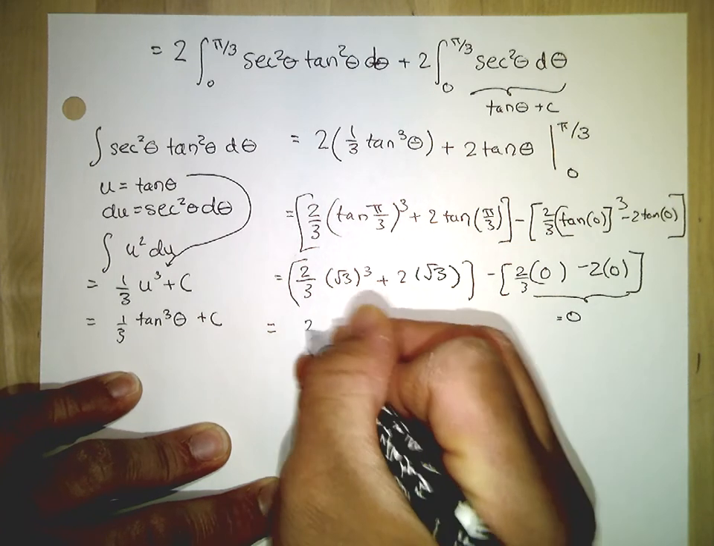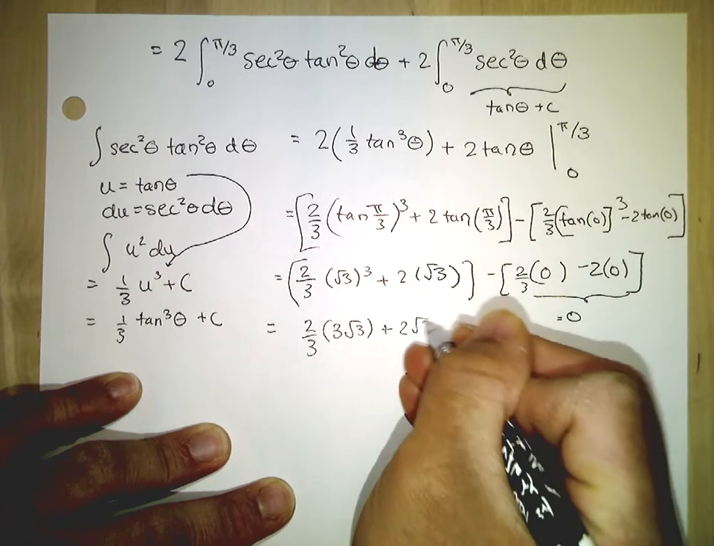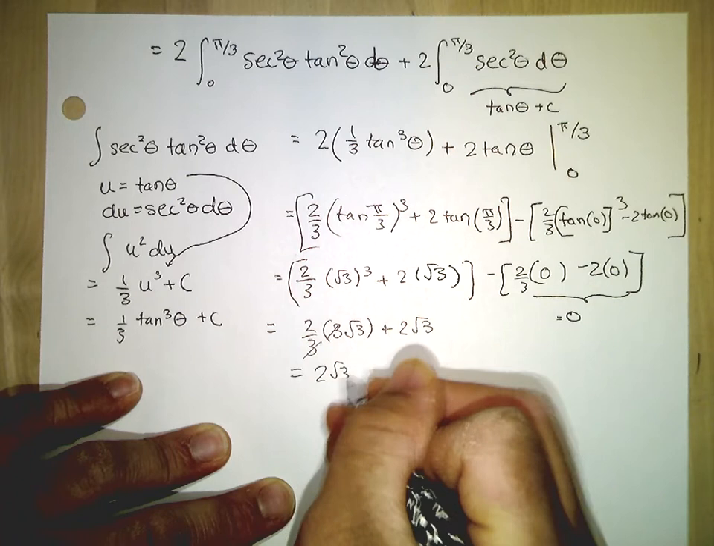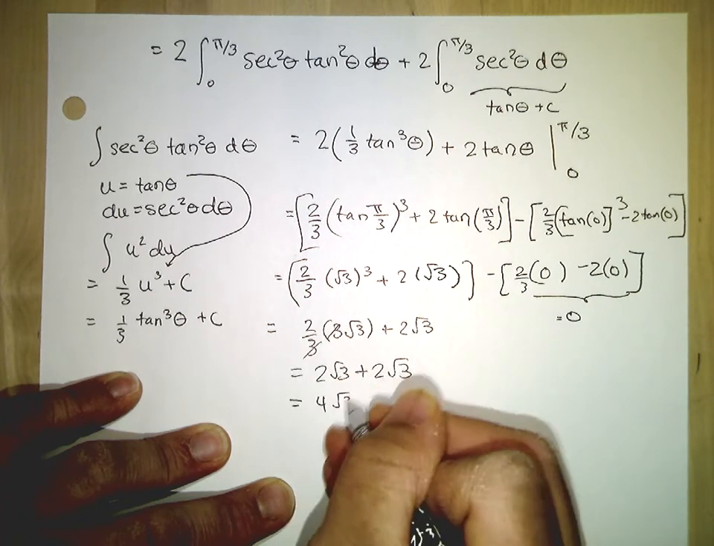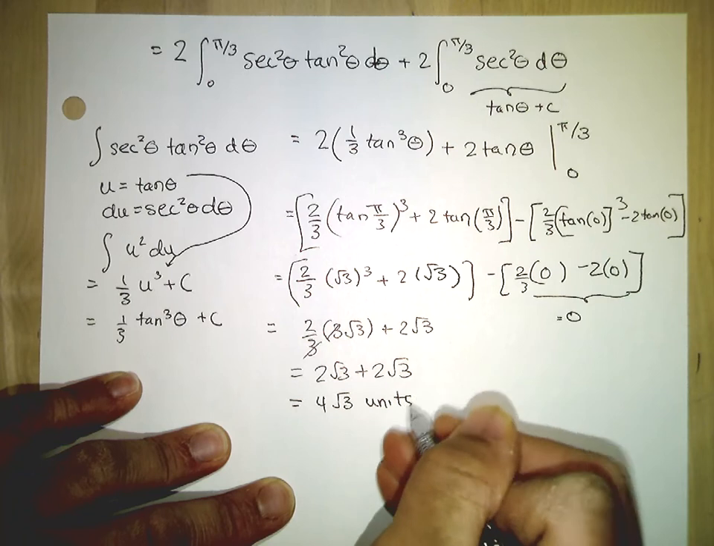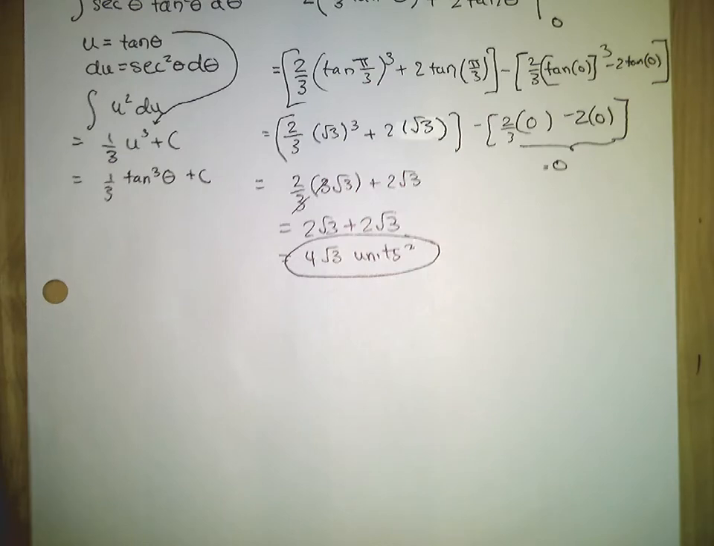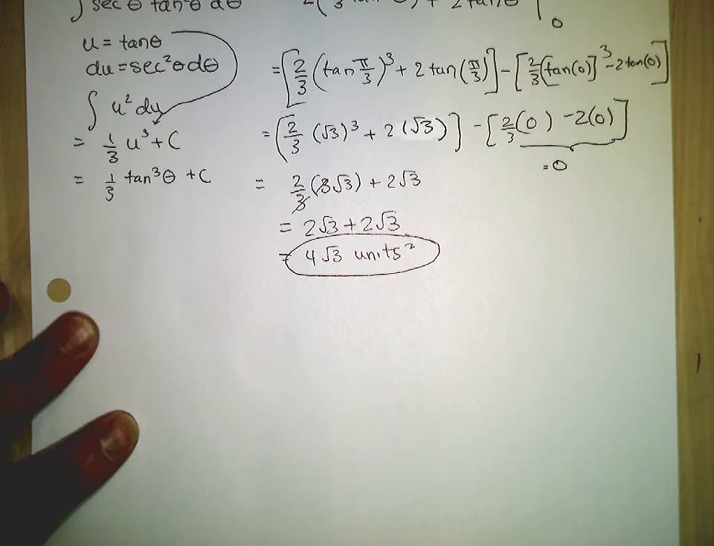So we have 2/3 times 3 square root of 3 plus 2 square root of 3. These 3's divide out. So we have 2 square root of 3 plus 2 square root of 3, which is 4 square root of 3 units squared. Remember, this is the area, so it's in square units. All right, so now hopefully that all is just a review of some simple integration for you.